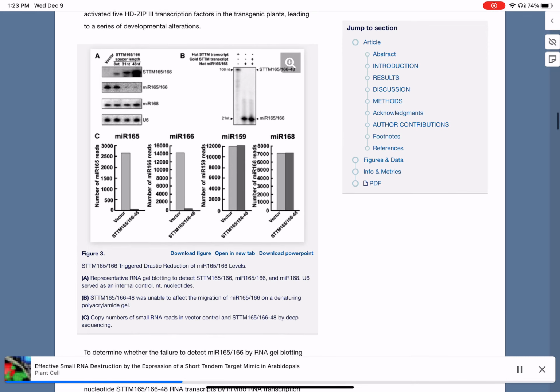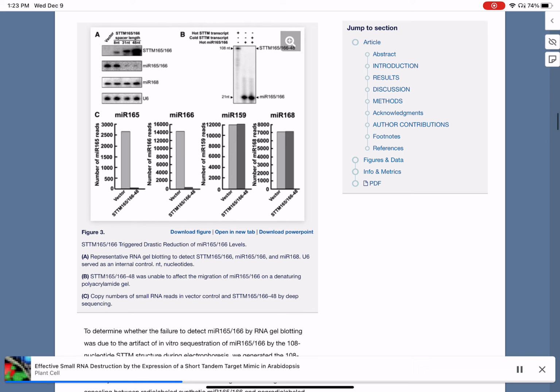STTM-165-166 triggered drastic reduction of miR-165-166 levels. A. Representative RNA gel blotting to detect STTM-165-166, miR-165-166, and miR-168. U6 served as an internal control. NT, nucleotides. B. STTM-165-166-48 was unable to affect the migration of miR-165-166 on a denaturing polyacrylamide gel. C. Copy numbers of small RNA reads in vector control and STTM-165-166-48 by deep sequencing.